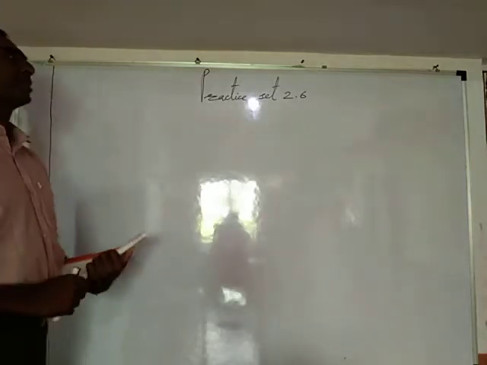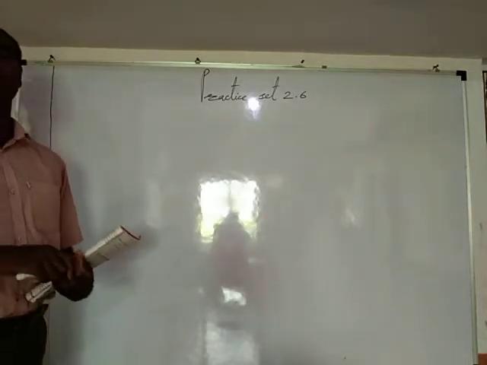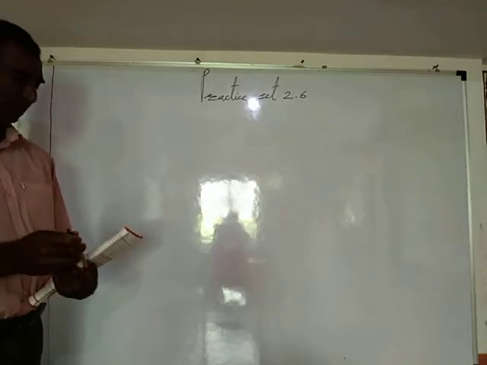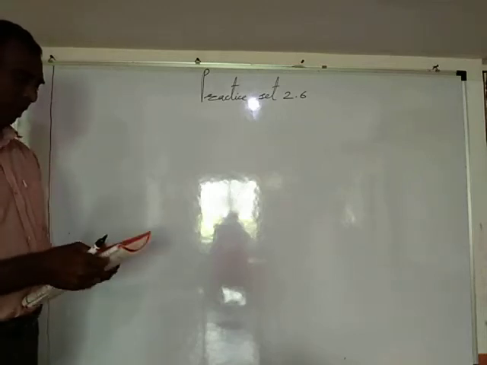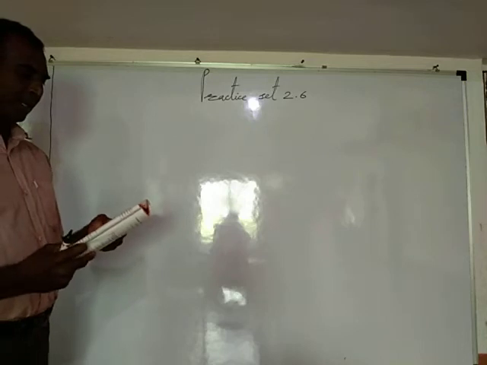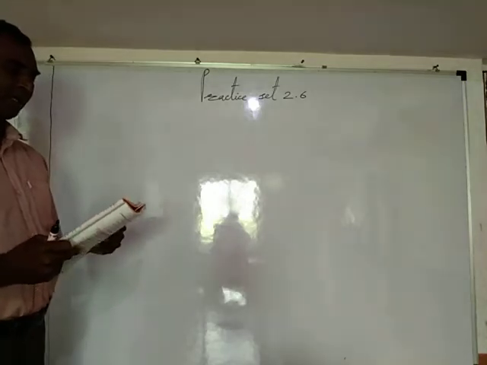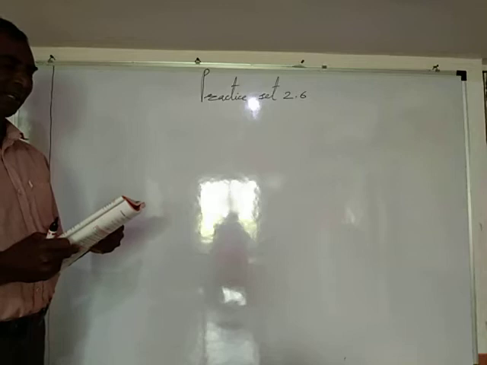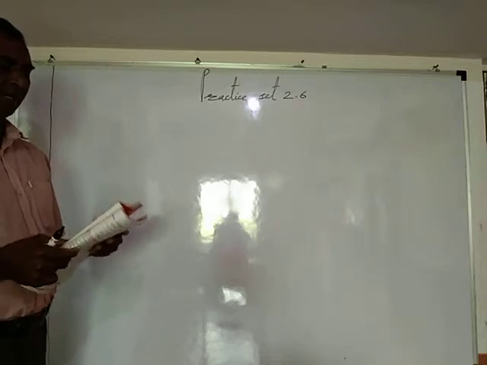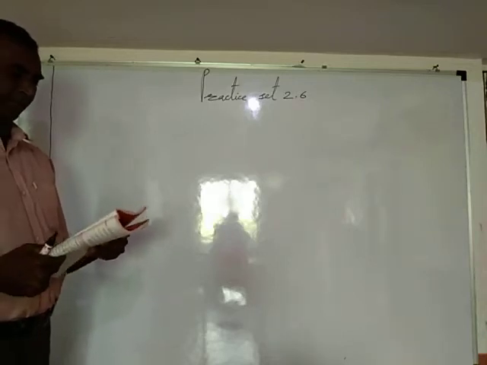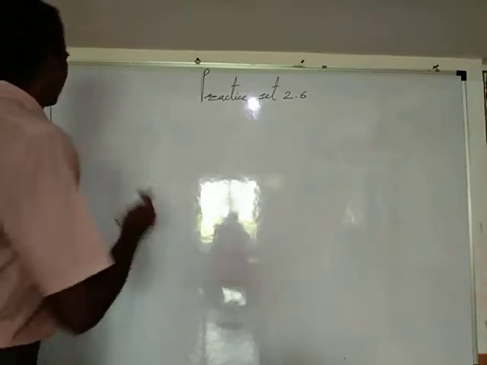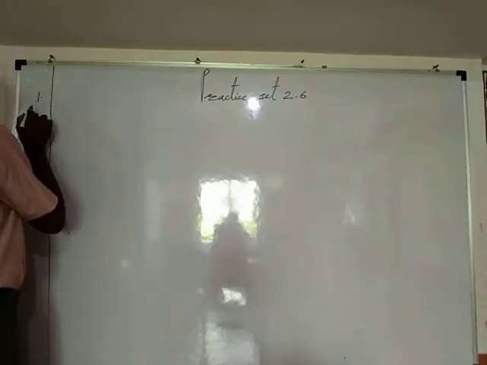Now let's solve practice set 2.6, which is an application of quadratic equations. Question first. Product of Pragati's age 2 years ago and 3 years hence is 84. Find her present age. Okay. Question first. Solution.